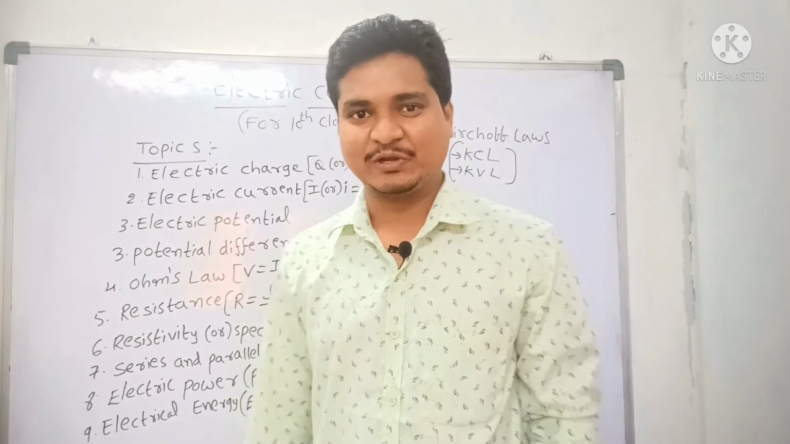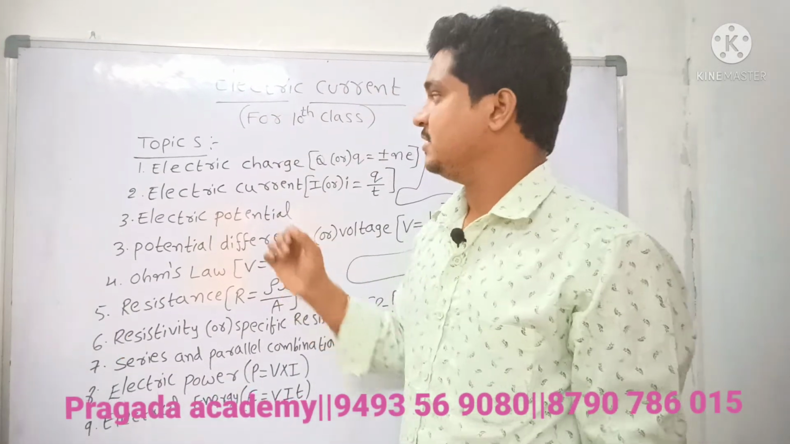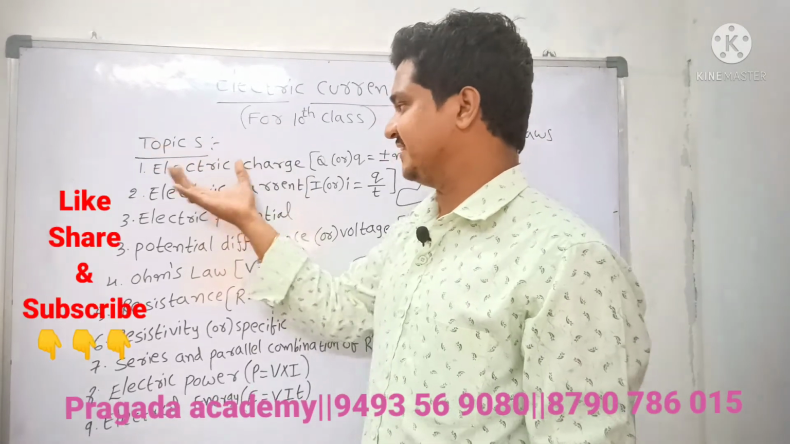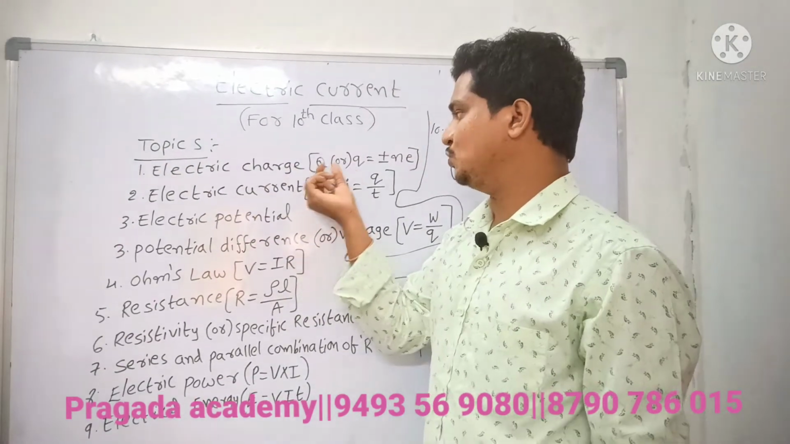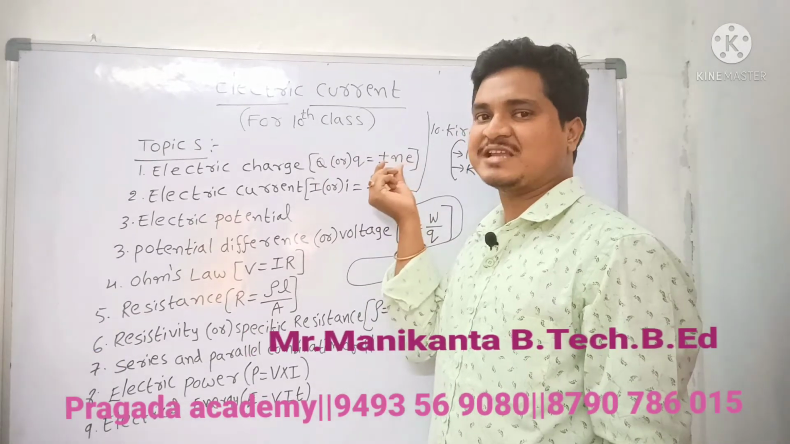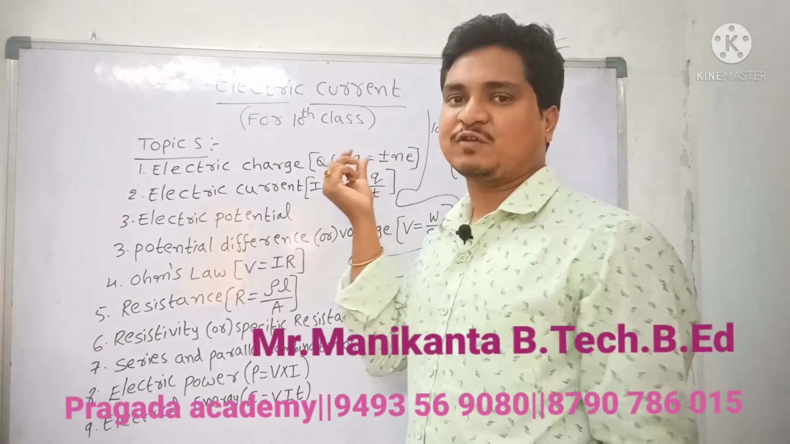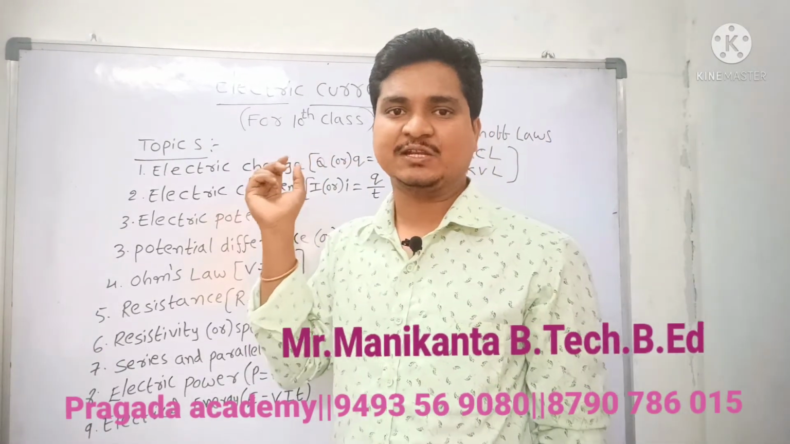Hi dear students, today I would like to explain the electric current chapter for 10th class students. See, in this chapter we have the topics: electric charge, represented by capital Q or small q. The formula will be plus or minus Ne. Ne means number of electrons or protons. E means charge of an electron, minus 1.6 into 10 power minus 19 coulombs.